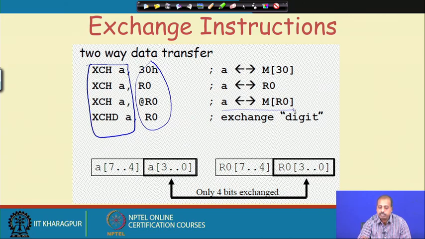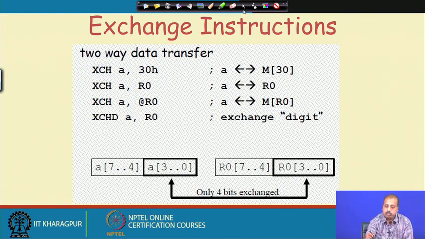So, A will be exchanged with the memory location pointed to by R0, and there is a special version, XCHD, the exchange digit. Only 4 bits are exchanged: the lower order 4 bits will be exchanged between A and the location pointed to by R0. This is useful in many cases, particularly for operating system design. This type of exchange instruction is useful particularly when we are going to implement semaphore type synchronization primitives.